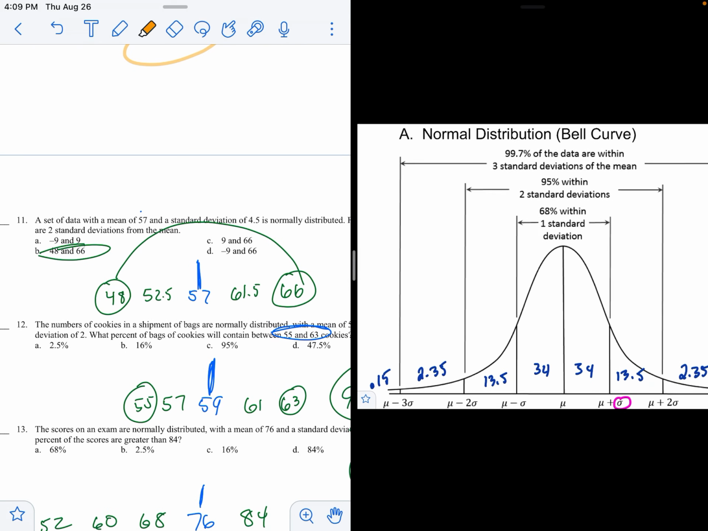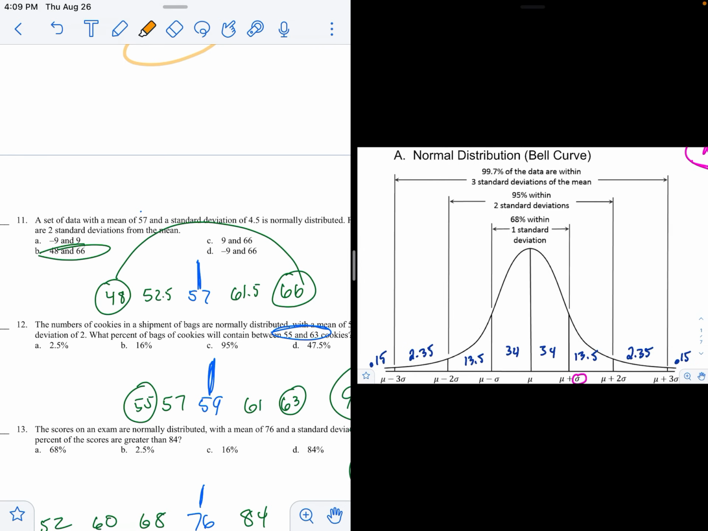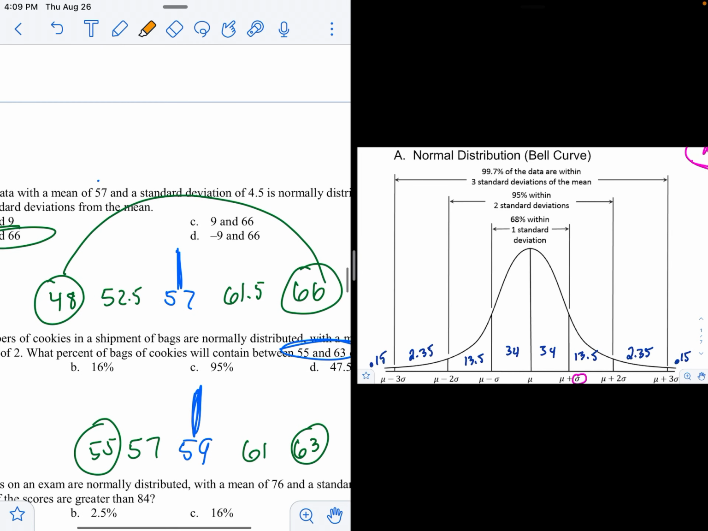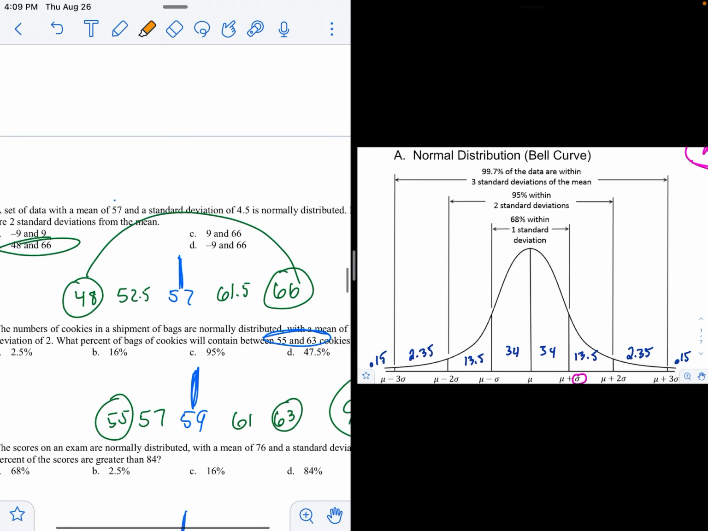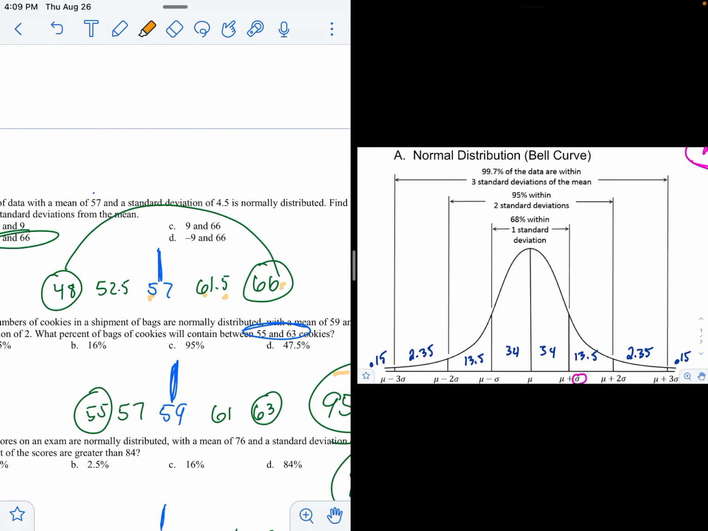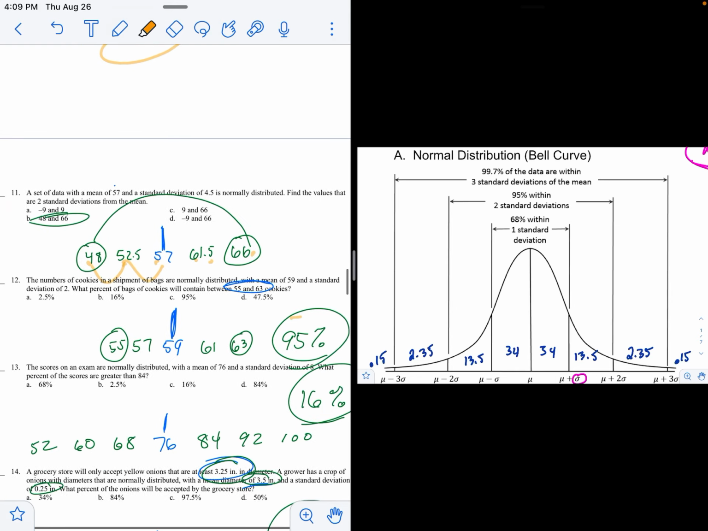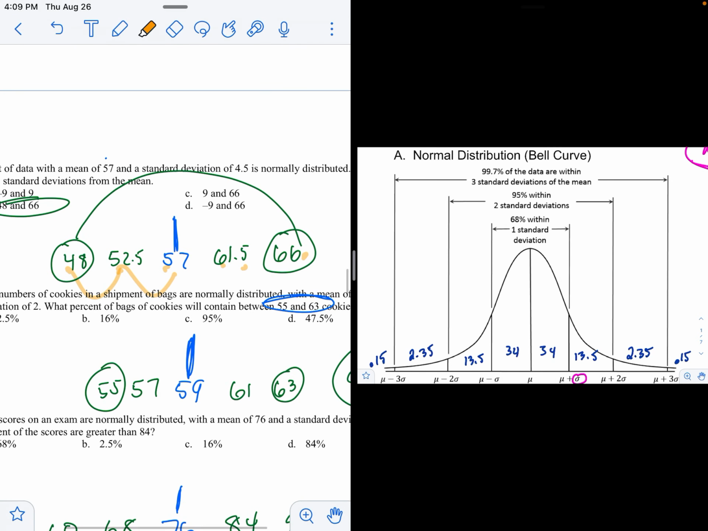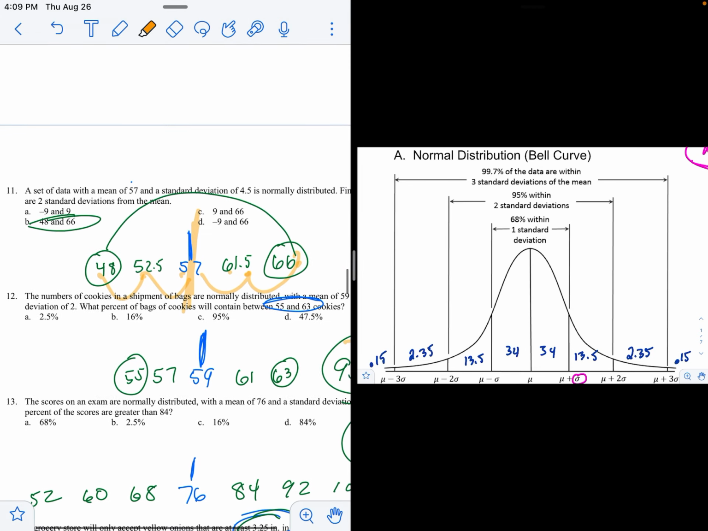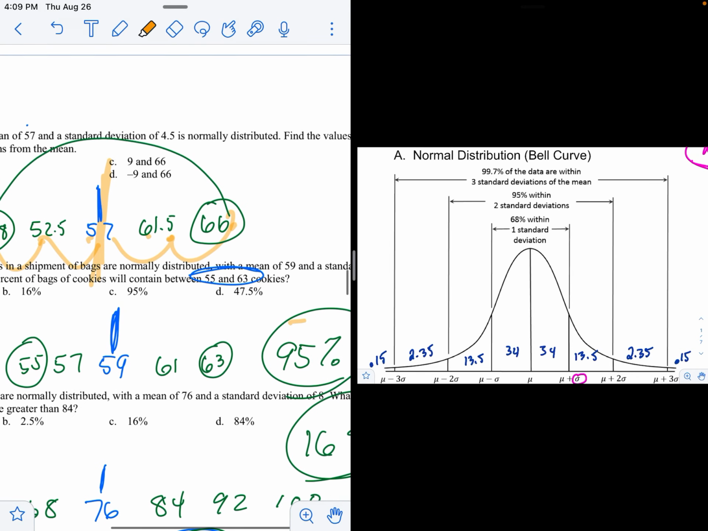Number 11, you are pretending to put the numbers in this picture here on the right, but we don't have a picture. So the mean is 57, standard deviation is 4.5. So you add 4.5, add 4.5 again, subtract 4.5, subtract 4.5 again. Then it says, find the values that are 2 standard deviations from the mean. So 1, 2 one way, 1, 2 the other, mean's right in the middle, 48 to 66.